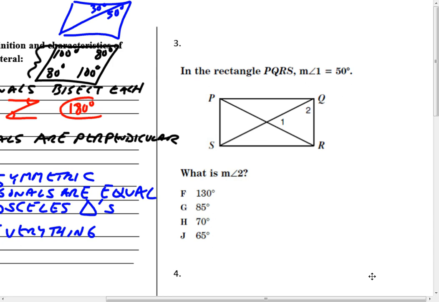As soon as I see the rectangle, I do that. The diagonals are equal, but not only the diagonals equal, the parts of the diagonals are equal. That creates some isosceles triangles, so if I've got 50 right there, that's within an isosceles triangle. That leaves me with 65 for here and 65 for here.